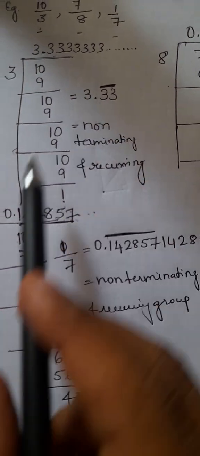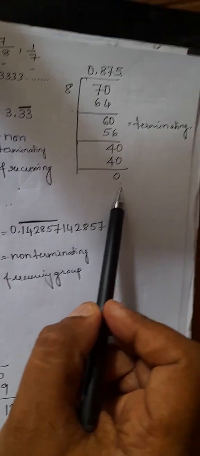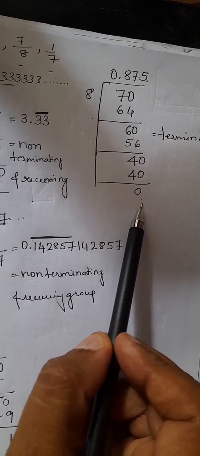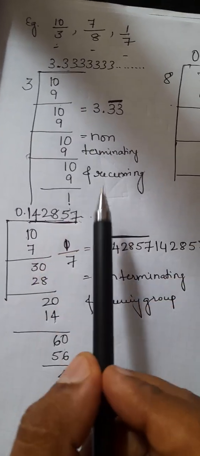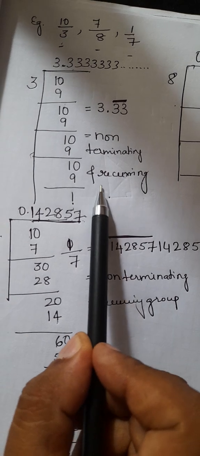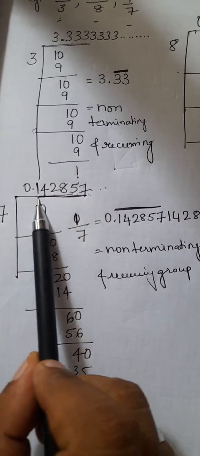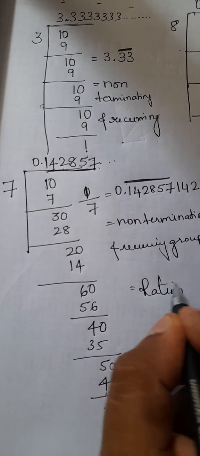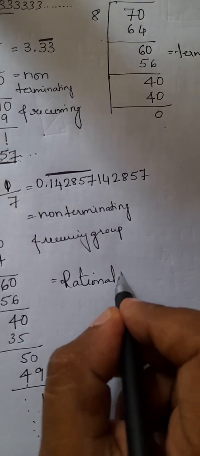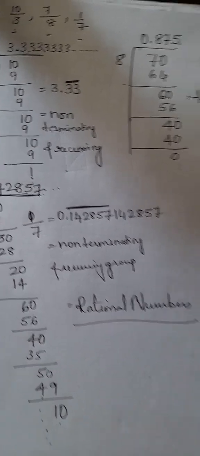So these sort of numbers, which are terminating with remainder 0, or non-terminating but having the same digit recurring or a group of same digits recurring, are all examples of rational numbers. They qualify to be called rational numbers. Okay, they are rational numbers.